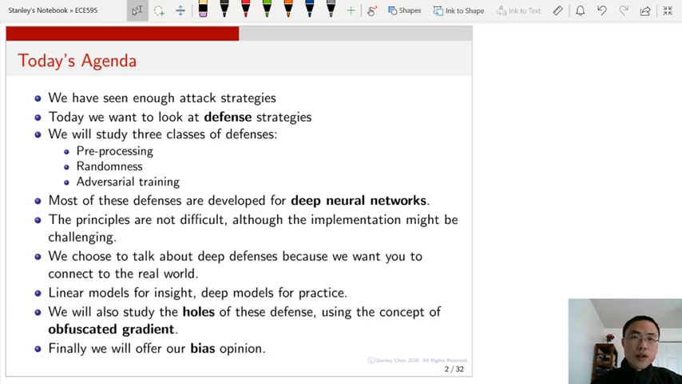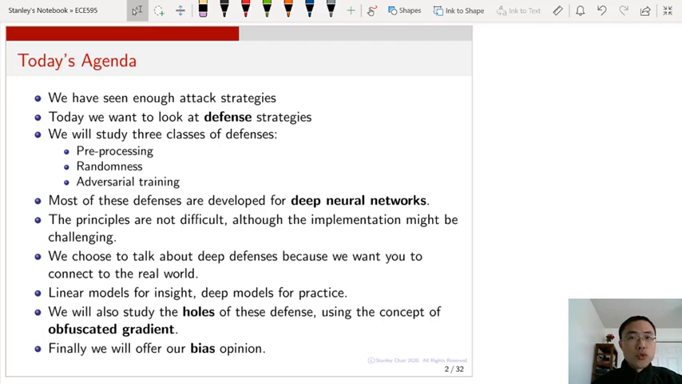The methods that we're going to talk about will be all based on deep neural networks because these are what people have been implementing. The challenge is not the principle, it's actually the implementation, because when you have a deep neural network, you really need to get access to the network parameters in order to attack if you're talking about a white box attack. We are going to talk about deep neural network defenses because we want you to understand what is happening outside. We are also going to talk about the holes in all these defense strategies.